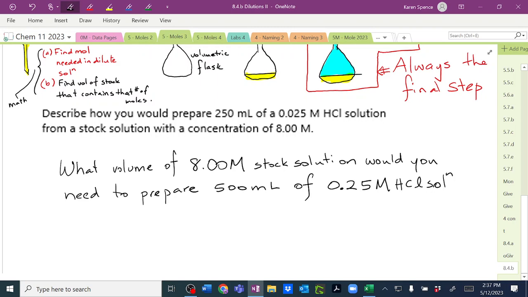First step in any dilution problem is find the what? Find the moles. Okay, step 1. Find the moles. I want you to look at those 3 numbers, and I want you to choose 2 of them that will allow you to find the number of moles you need. So have a chat with your partner and decide which of those 3 numbers you need to find the number of moles you need.